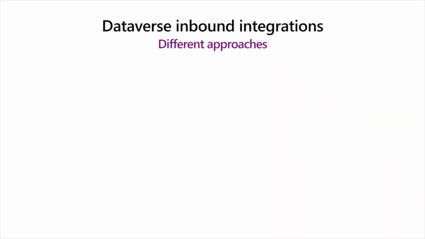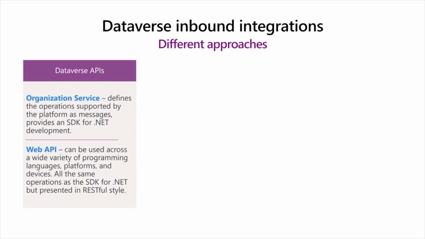When we think about bringing data into Dataverse, there are different approaches we can evaluate. One approach is to write code to interact directly with the Dataverse API. When doing this, we have two options: the organization service, which defines all the operations supported by the platform as messages, and is accessible from .NET code through the provided SDK. The web API, which exposes the same operations as a RESTful service and can be consumed via HTTP methods, leveraging OData to define functions and actions.